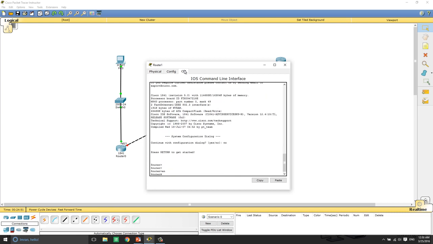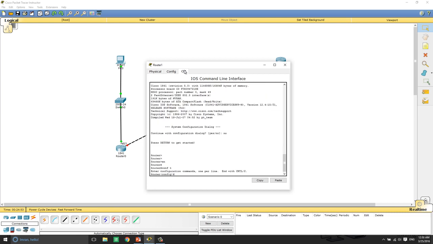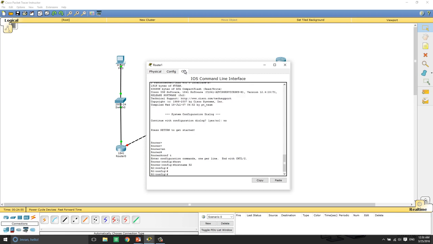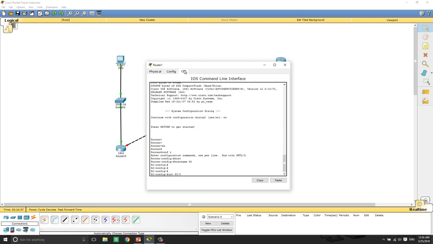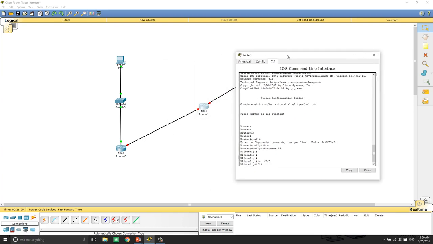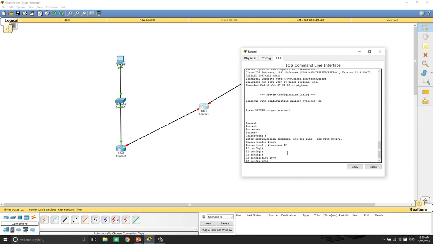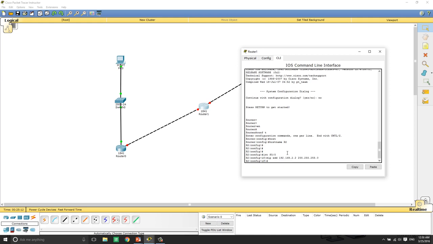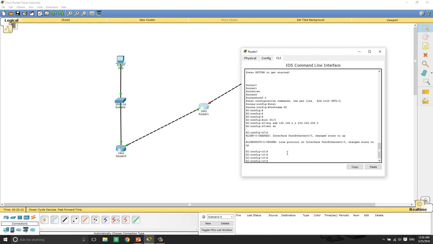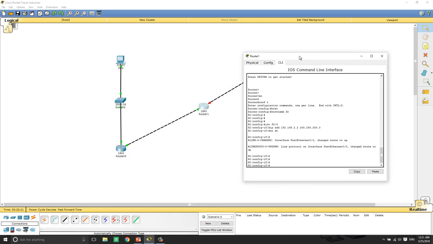I'm going to go into this router, configure terminal, hostname R2, interface F0/0. Interface F0/0 is the one connected between here. So I'm going to say IP address 192.168.2.2, 255.255.255.0, no shut. Right, so this device has come up, so you can see that both of these are green. That means they have already started communicating.